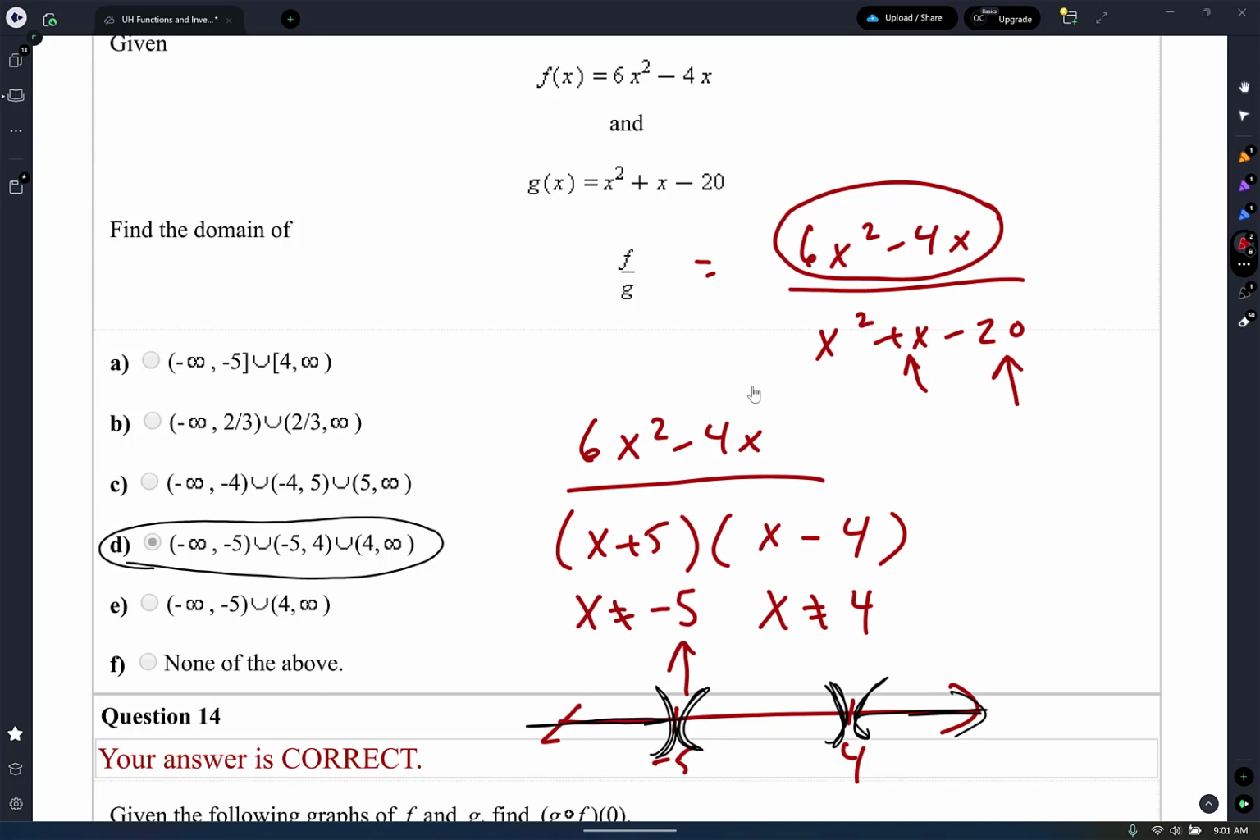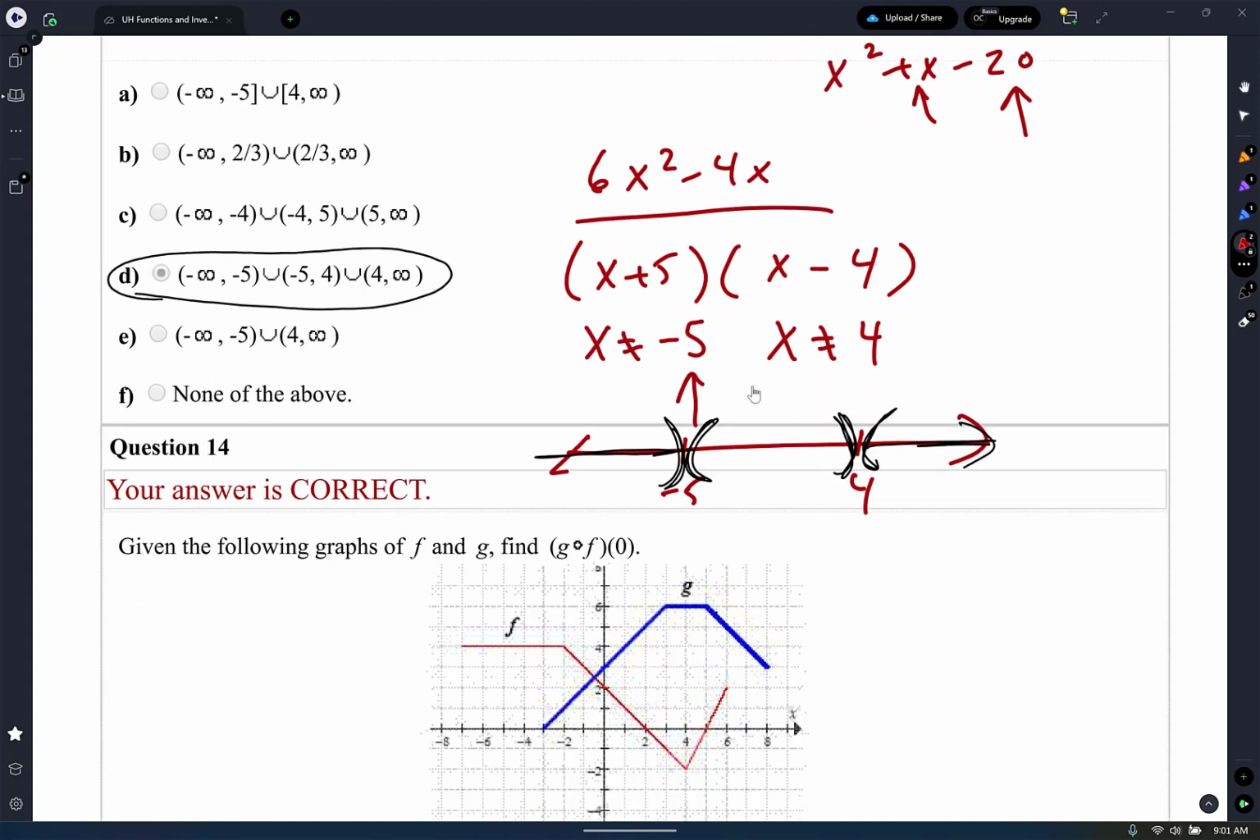Yeah, see, you got to be careful. It's not A. And you remember, no brackets. You can't touch those values there. Cool or not cool? Yeah, we're going to talk about rational functions coming up pretty soon, guys, because we need to know about them. All right.